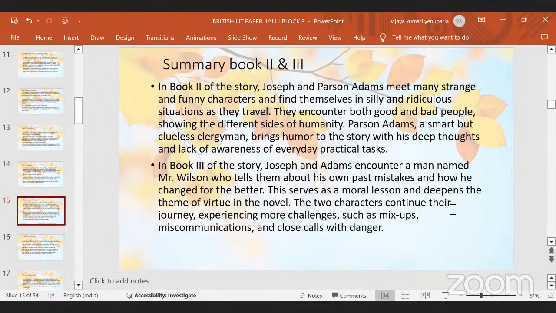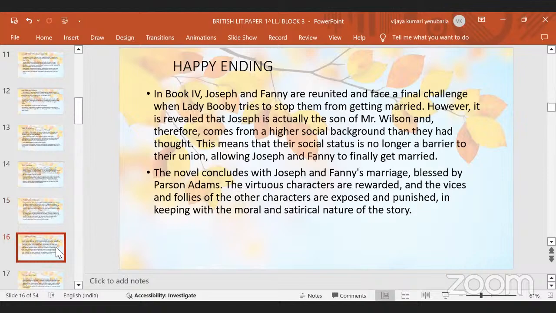The two characters continue their journey, experiencing more challenges such as mix-ups, miscommunications, and close calls with danger. So they were robbed, they were stolen from, they were brutally beaten by other people. So they faced many problems in their journey.